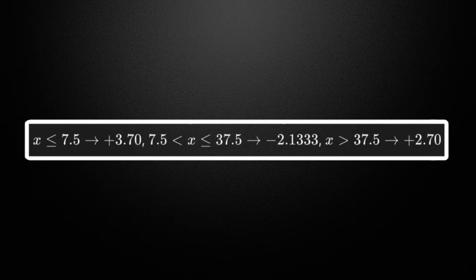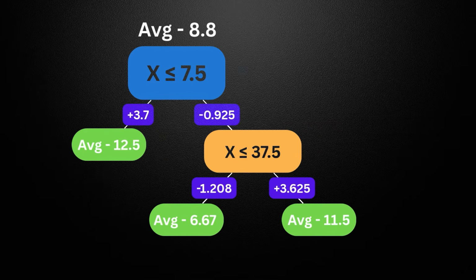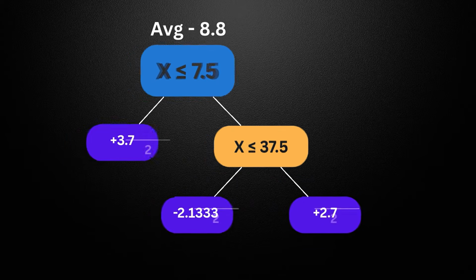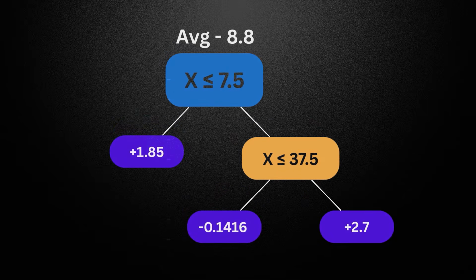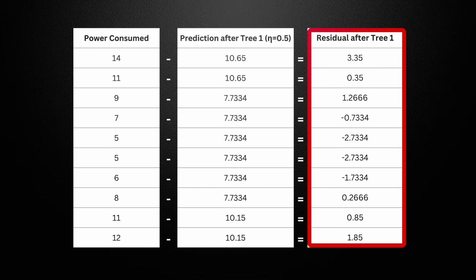We now have our first gradient boosting tree, and it uses the baseline 8.8 and 3 leaf corrections. With a learning rate of 0.5, each correction is added at half strength. Gradient boosting always works on the errors left by the current model, so we recompute the residuals after tree 1, and those become the training targets for tree 2. Residuals from the first tree are calculated by predicting the target for each sample by passing them through the first tree and then subtracting it from the true value.